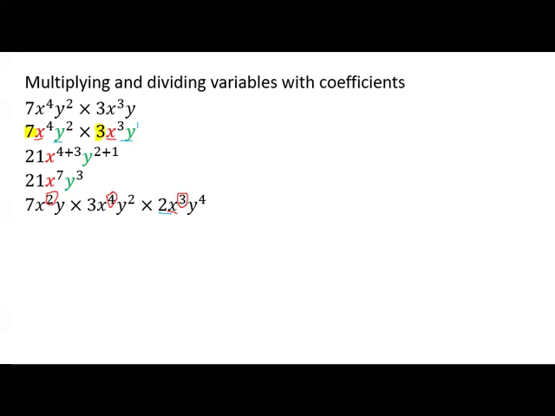And similarly with y, you will pretty much do the same thing. The first y has an exponent of 1. So it will be 1 plus 2 plus 4. This will give you 42x to the exponent of 9, y to the exponent of 7. That's it.